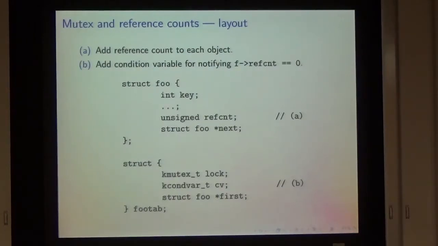Let's allow you to do a little more with a resource. For instance, if you need to do I/O on some hardware device directly, and to allow multiple users to be using a foo at the same time, we can give each foo a reference count, add another integer field to the foo, and create a condition variable for notifying a thread that wants to destroy a foo that we're done using it.